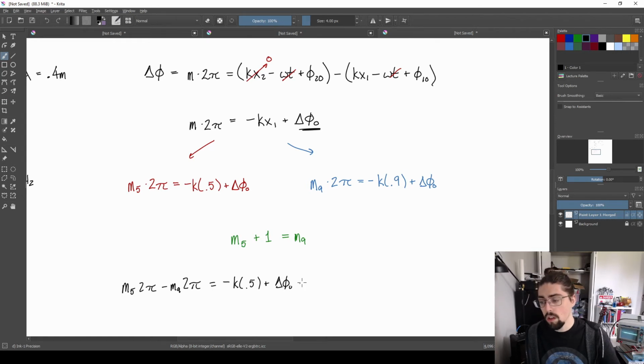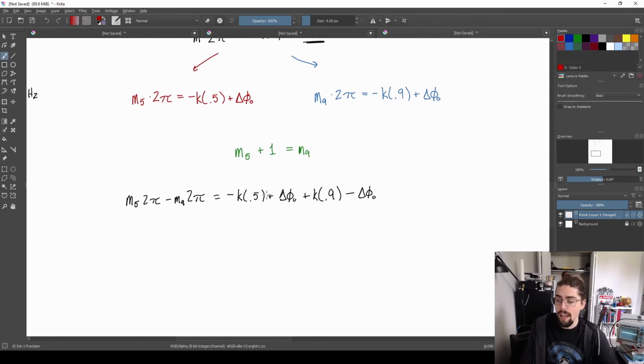And this has been a wonderful thing for me because by subtracting these two, I have eliminated this uncertainty that I've got about the phase constant difference between the two. Now I can get rid of these terms and I don't have to worry about it anymore. Now what I'm left with is I know that M5 minus M9 should be equal to -1. I'm left with a -2 pi equal to k times 0.4. All that's left.